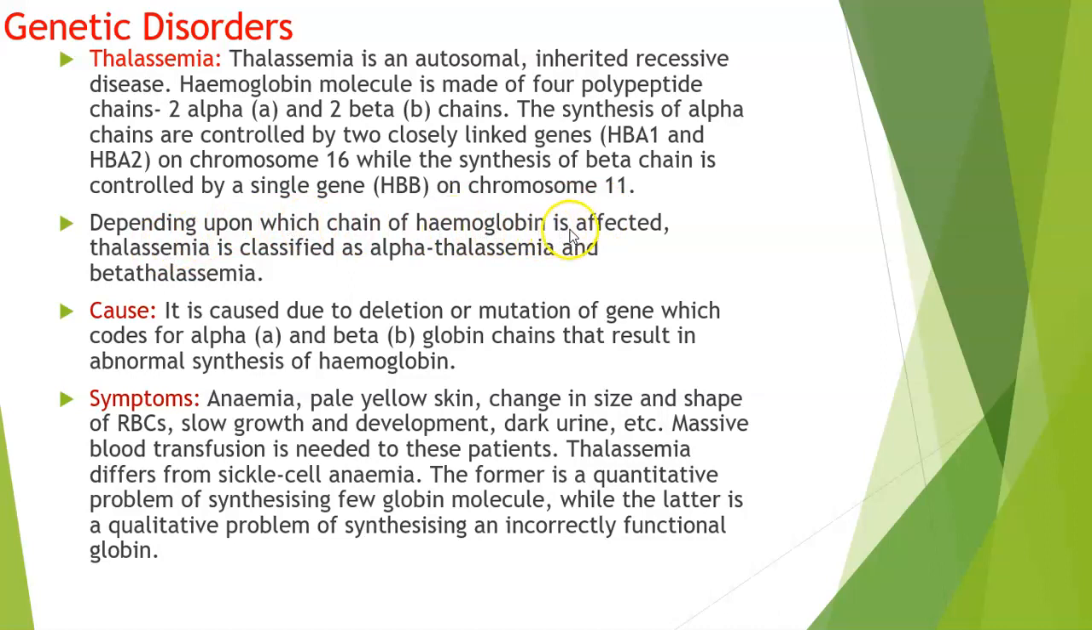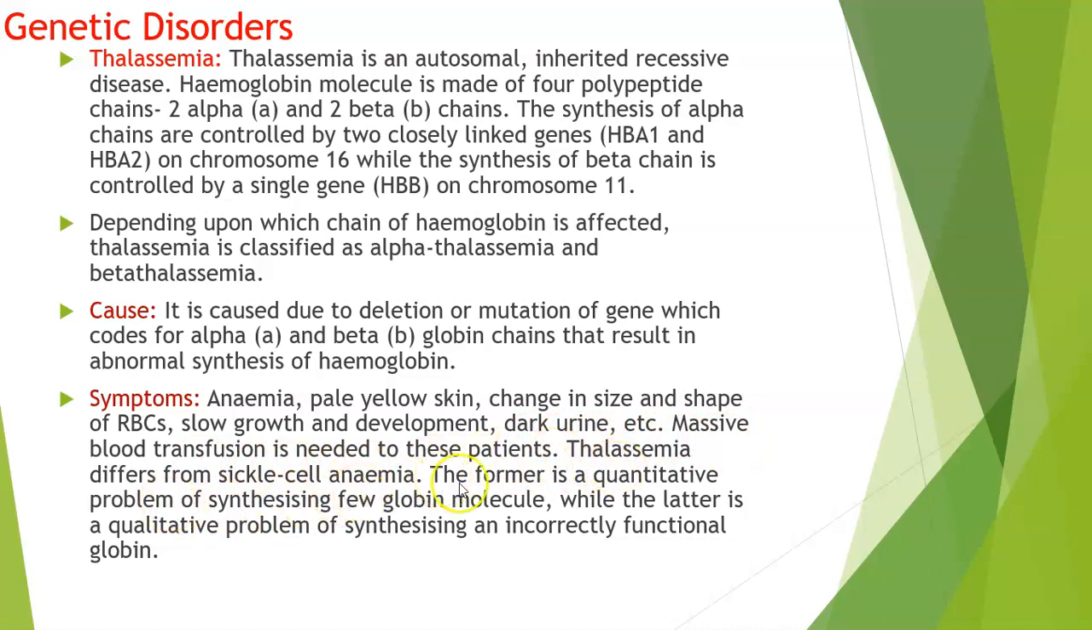Depending upon which chain of hemoglobin is affected, thalassemia is classified as alpha thalassemia or beta thalassemia. Thus, it is caused due to a deletion or mutation of a gene which codes for either the alpha chain or the beta globin chain, that results in abnormal synthesis of hemoglobin. Now, what are the symptoms of this disease? You have anemia, pale yellow skin, change in the size and shape of your RBCs, slow growth and development, dark urine, etc. Massive blood transfusions are needed for these patients.